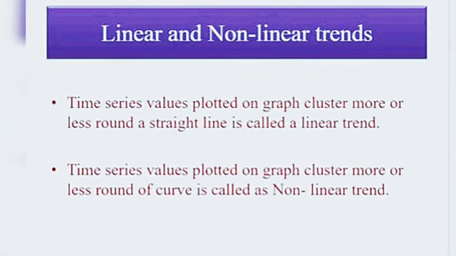The next one is the linear trend. In the linear trend, time series values plotted on a graph cluster more or less around a straight line, which is called a linear trend. In the linear trend, values increase or decrease more or less by a constant absolute amount. That is nothing but the rate of growth or decline is constant. It is rarely obtained in economics and business statistics.